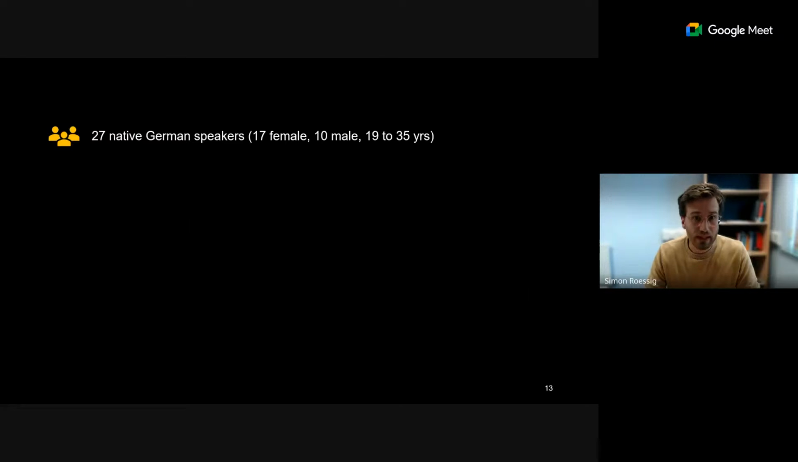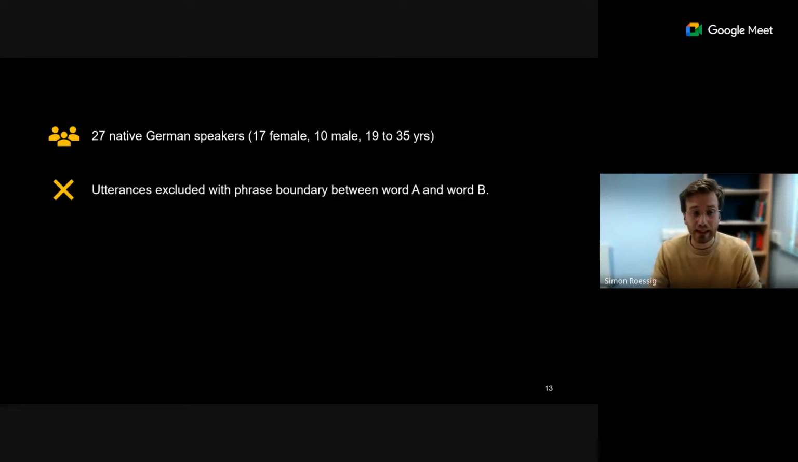Overall, 27 native speakers of German were recorded, and from those recordings, all the utterances with an internal phrase boundary were excluded. So we know that the accent on word A is indeed prenuclear, and the accent on word B is indeed nuclear. This is very important because the definition of the nuclear accent often makes reference to prosodic phrases. By ensuring that they are in the same prosodic phrase, we know that when we talk about prenuclear, we're actually talking about prenuclear, and when we talk about nuclear, it's actually what we define as nuclear.